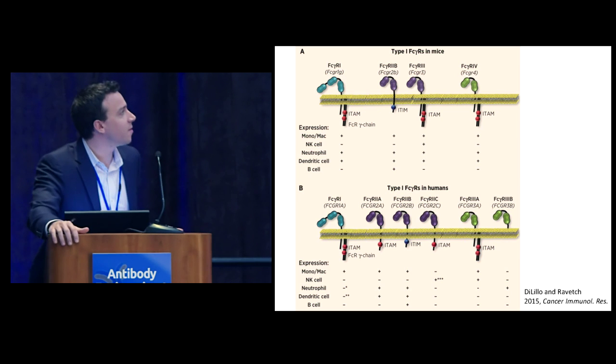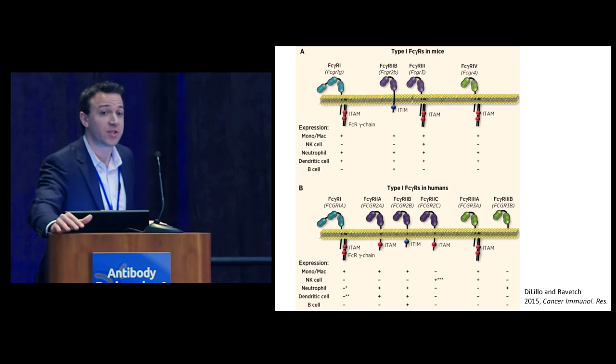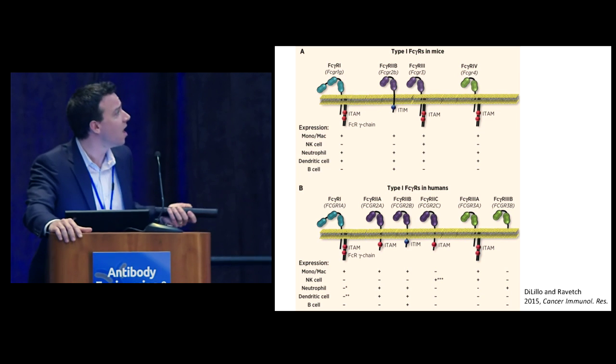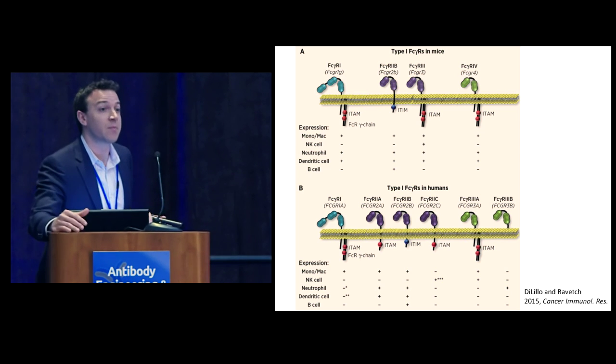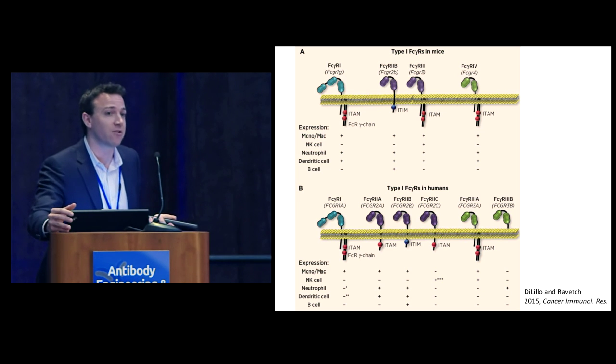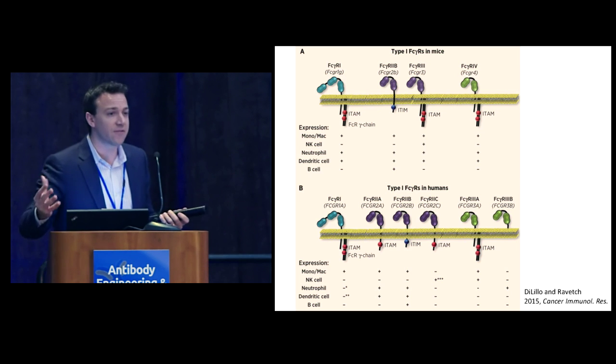And I just want to make the point that there's actually dramatic differences between the mouse Fc receptor system and the human Fc receptor system that we'll come back to later in the talk. But for now, I just want to say that while there are differences in number of Fc receptors, there's also differences in the amino acid sequence of these Fc receptors and big differences in the expression patterns of the human Fc receptors compared to the mouse Fc receptors. So they're very different systems.